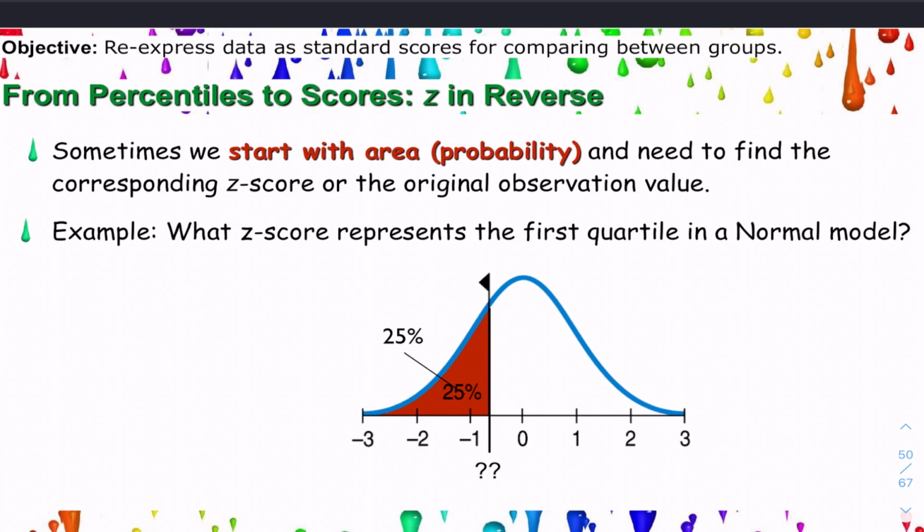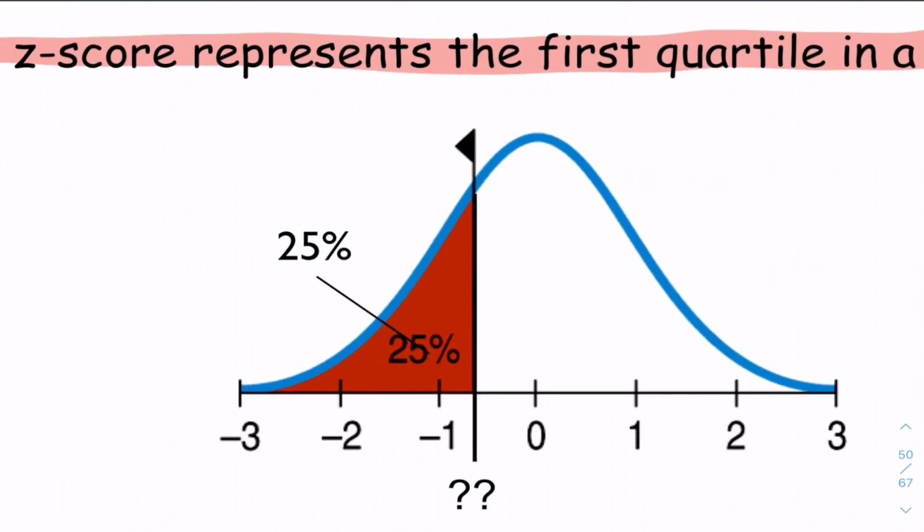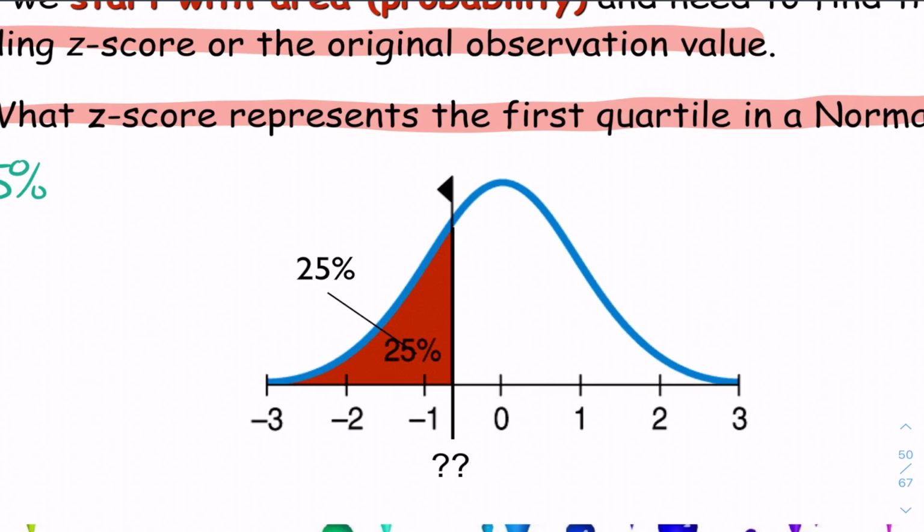So sometimes we start with area and we need to find the corresponding z-score or the original observational value. So for example, what z-score represents the first quartile in a normal model? Now I say that, and Q1 is the 25th percentile. We know that. So if we drew our standard normal model, where would 25% be? What would be the normal model?